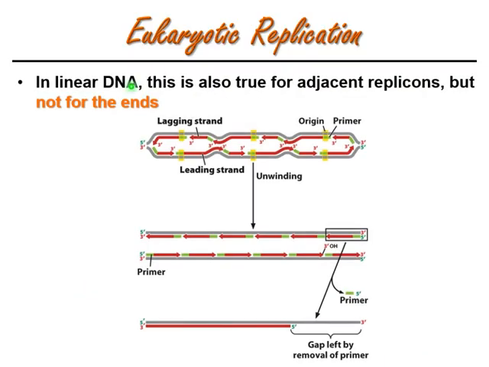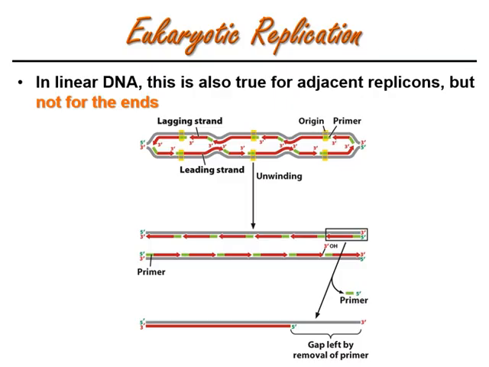However, in linear DNA, this is also true for adjacent replicons, but not for the ends. So adjacent replicons, well, this is going to get through there. This is going to get through. You'll be okay. But the ends pose a problem. So you could see, for example, here's the RNA primer that was laid down so that we could start off of it and go this way. If you remove that RNA primer, then there's a chunk of this, part of this strand of the DNA molecule, the top strand, that you have to lay a primer down out here in order to replicate that portion.